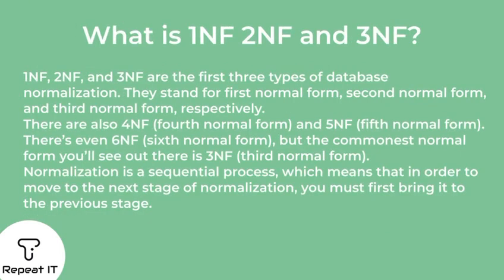First NF, second NF, and third NF are the first three types of database normalization. They stand for first normal form, second normal form, and third normal form, respectively. There are also fourth normal form and fifth normal form. There is even sixth normal form, but the commonest normal form you'll see out there is third normal form. Normalization is a sequential process, which means that in order to move to the next stage of normalization, you must first bring it to the previous stage.